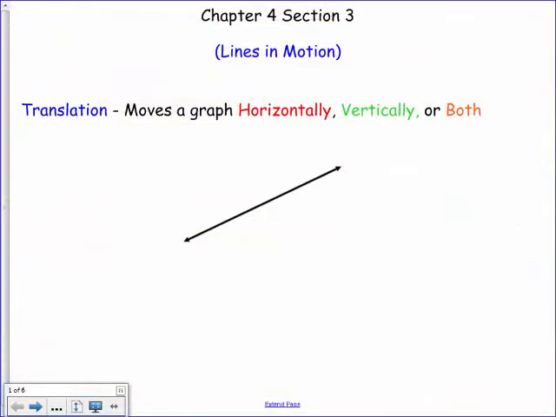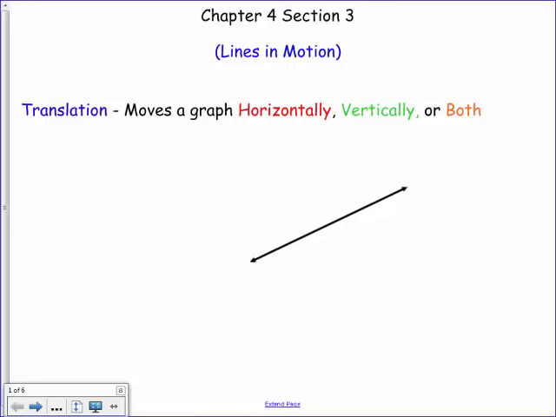All right, now that we've done some work with some graphs and functions, we're going to tie them together and put them in motion. So first of all, a translation. This should be a little bit of review. It's just moving our graph horizontally, vertically, or both, right? So I can move horizontally, I can move vertically, or if I do both, that would be like a diagonal move, right? Because I'd go horizontally and vertically, right?